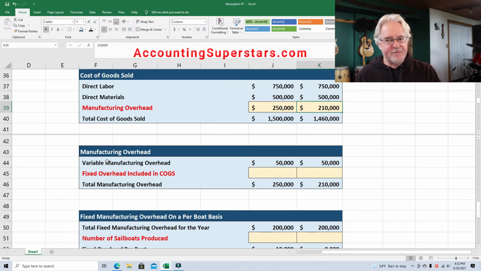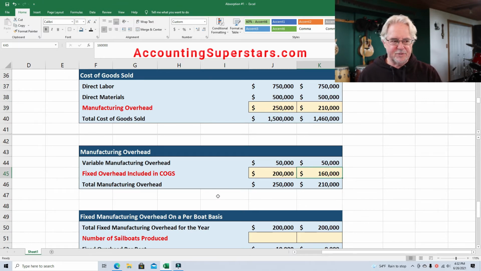If we break manufacturing overhead up into variable and fixed components, variable manufacturing overhead is identical, because the two years were identical. But it's the fixed overhead that was included in cost of goods sold. That's the problem. In the first year, the fixed overhead included in cost of goods sold was $200,000. In the second year, $160,000. Now, I thought fixed costs were fixed, and these two years are supposed to be identical. Why is it that the first year is $200,000 and the second year is $160,000?